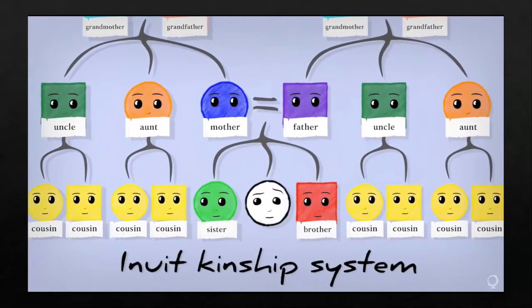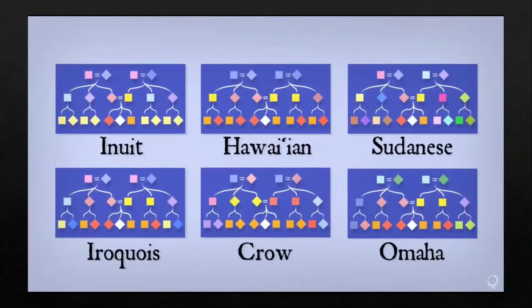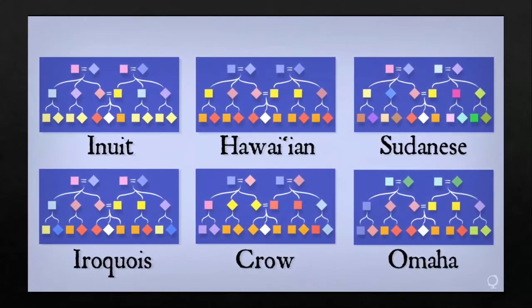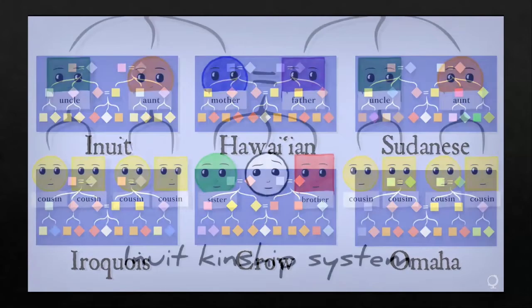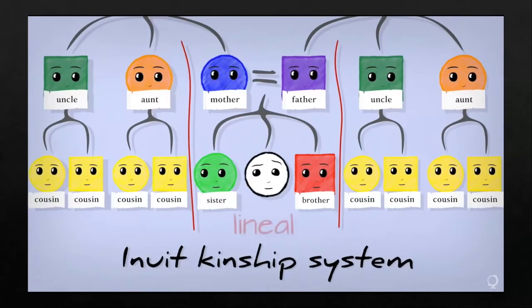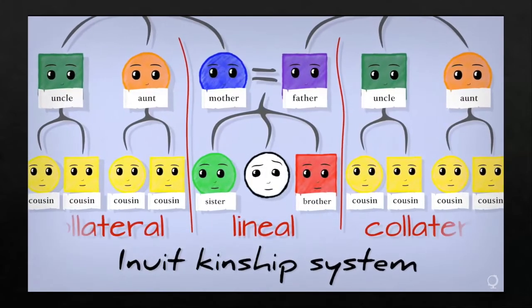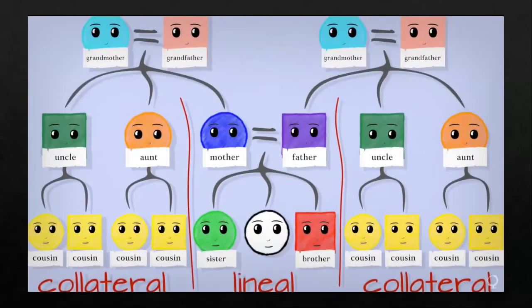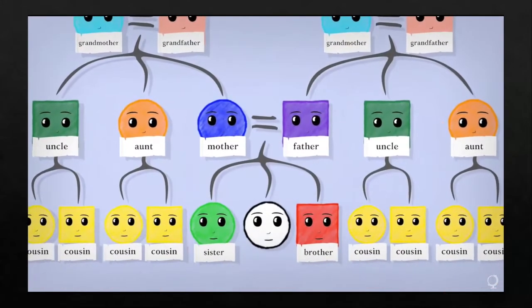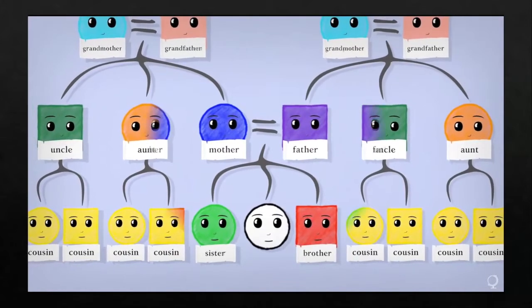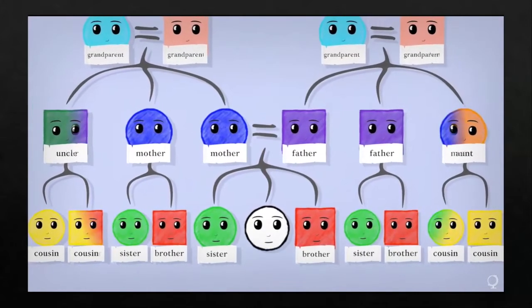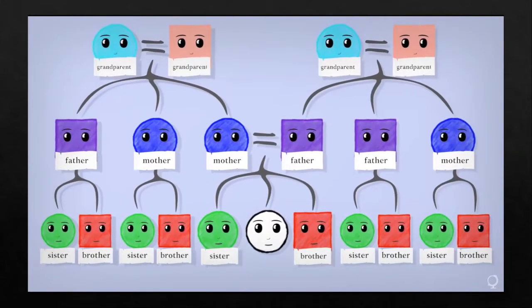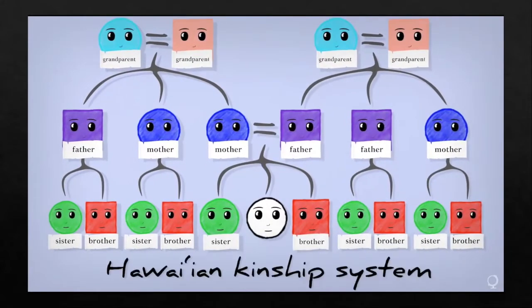No, not English, though we do use this system. See, traditionally, the world's languages are grouped into 6 kinship systems. Languages in this Inuit system treat close family differently from family to the side of them, their collateral kin. Now imagine if we dropped this lineal collateral distinction. The terms for aunt and uncle would become indistinguishable from the word for parent, and siblings and cousins would use the same terms for each other, which is exactly what happens in Hawaiian kinship.